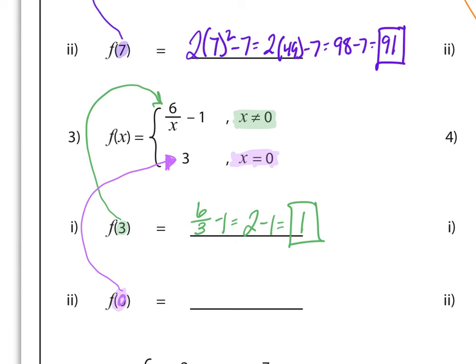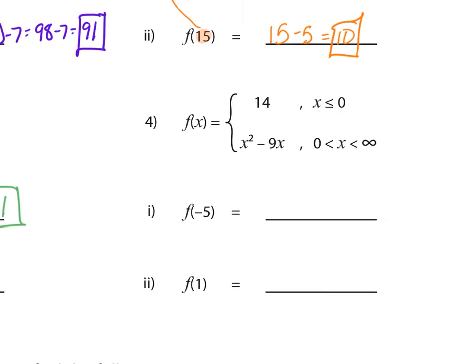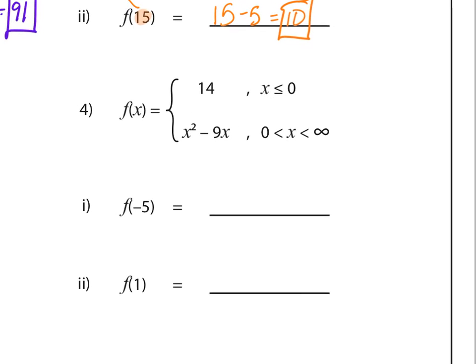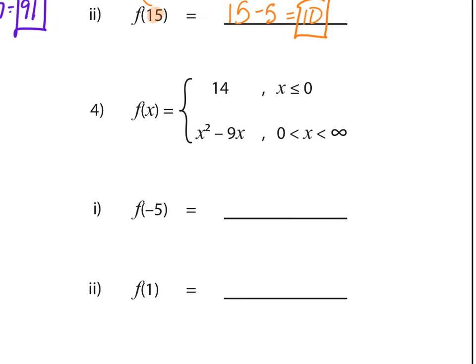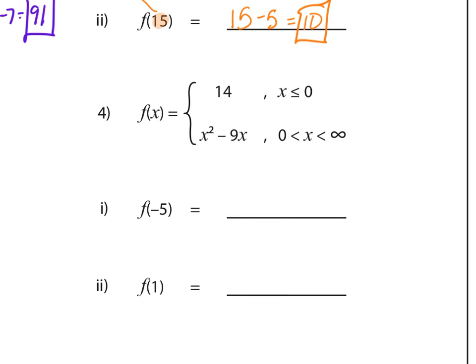f of 0 equals what? 3. There's no figuring out to do. It's just whatever that number is. Because it says x equals 0. When x equals 0, y is 3. So there's my answer. Okay, one more to do here, and then we're going to pause and have you do some problems in the Nearpod, and then we'll come back and do the second part of this lesson.